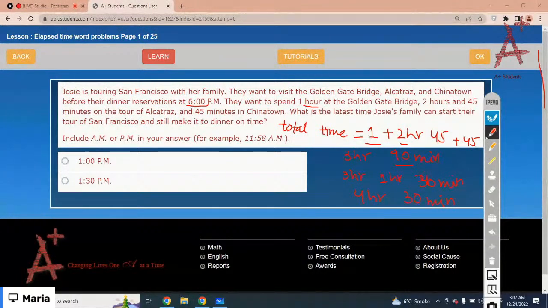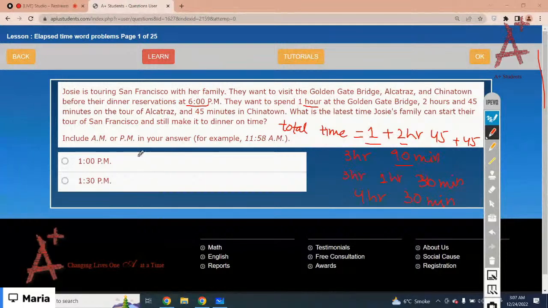Now you can go back 4 hours 30 minutes from 6 p.m. Got it? So just go back 4 hours 30 minutes. So when you go back 4 hours 30 minutes, it would be, what is the latest time Josie's family can start their tour for San Francisco and still make it to dinner on time?